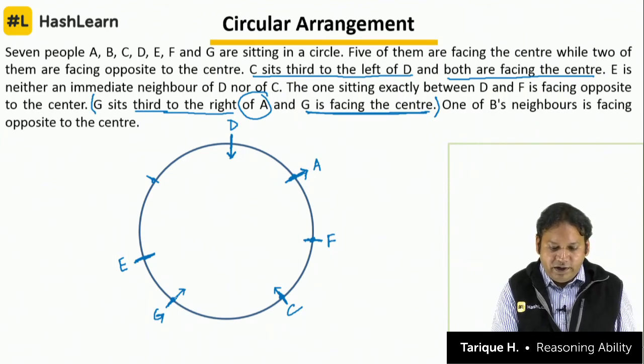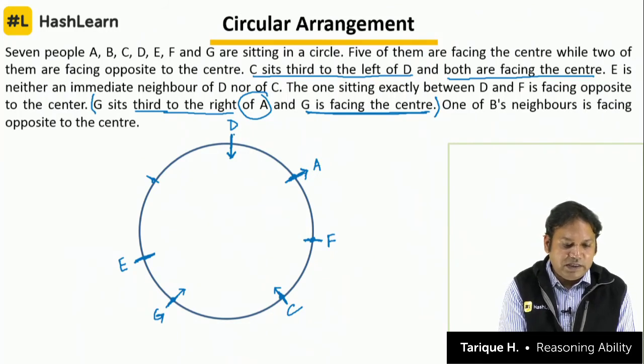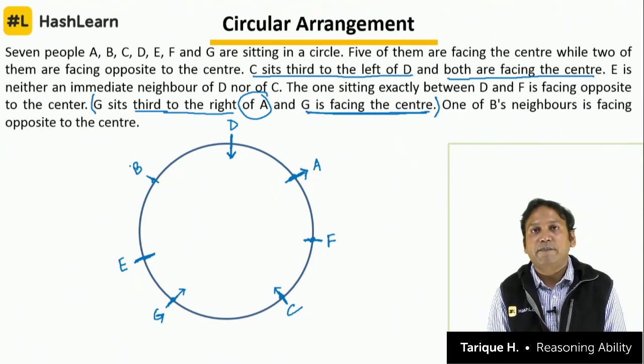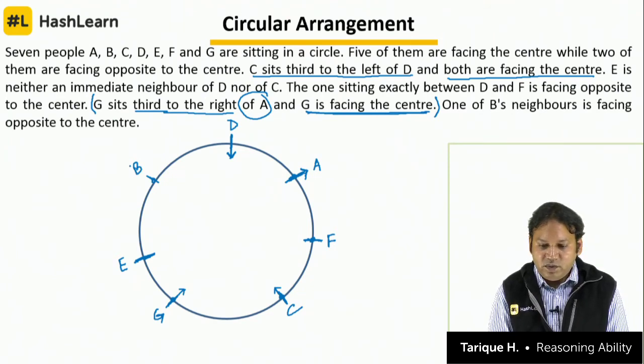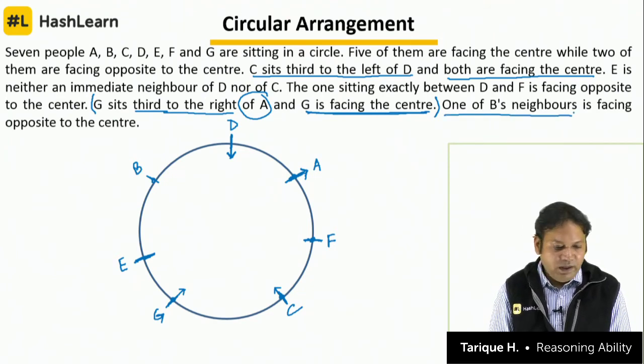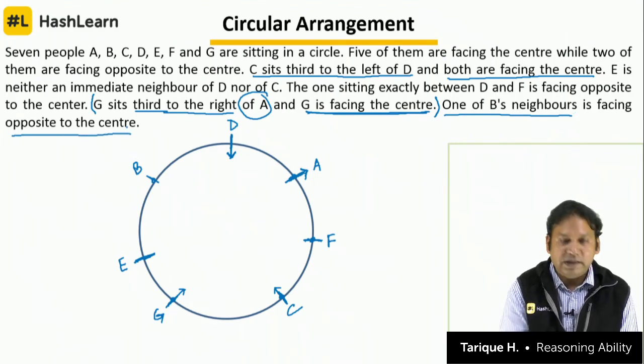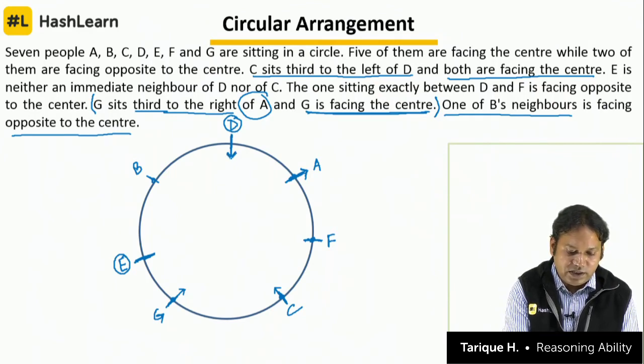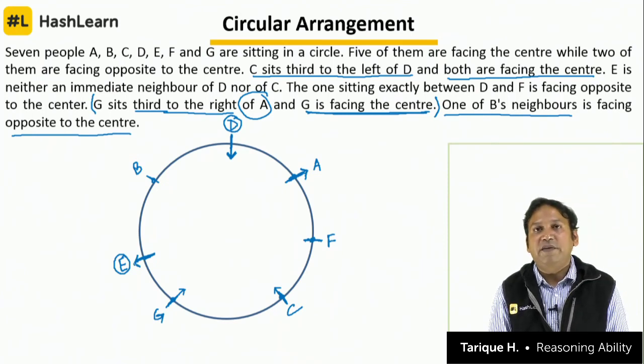So we now know everyone, where is A, where is F, where is C, where is G, E and D. The only person left out is B, so obviously B will go here without any doubt. Okay. Now what is given to us? One of B's neighbors is facing opposite to the center. Now B has got two neighbors, one is D and one is E. Now D is not facing opposite to the center, that means E must be that person who is facing opposite to the center.